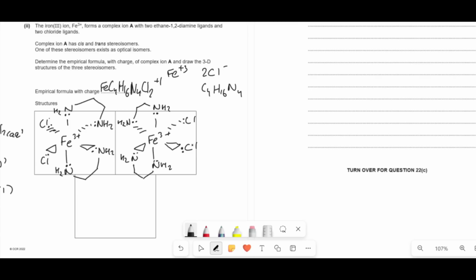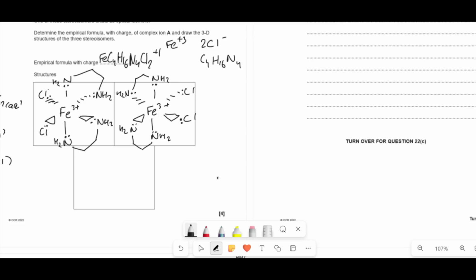So that's how you draw complex ions. You do it lone pair by lone pair, and it gets very easy. Now that's your optical isomers. Then you think about your cis-trans isomerism. So cis-trans isomerism is like E/Z, but on the opposite sides or same sides, right?